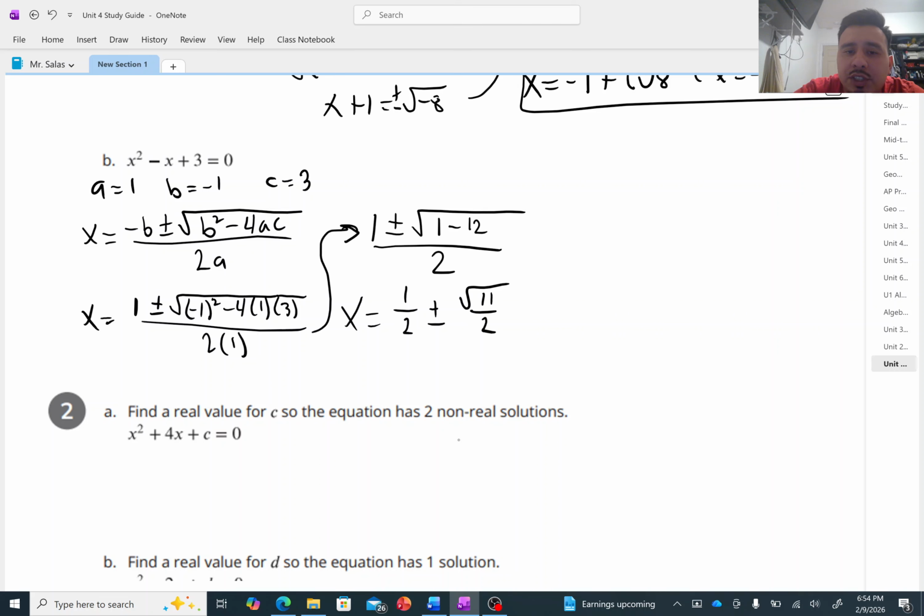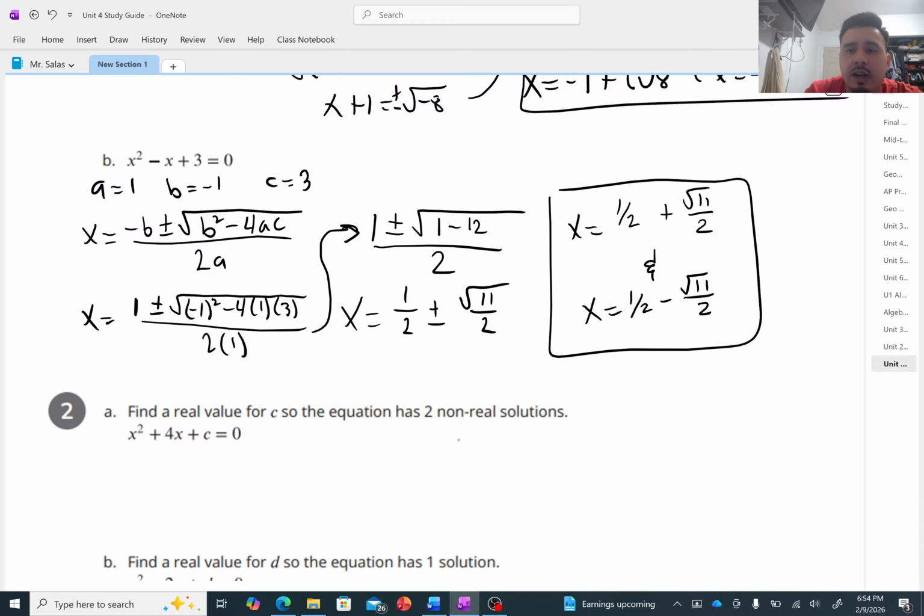Again, I do not want to see you write that plus and minus as your answer, so you're going to write it as x equals 1/2 plus square root of 11 over 2, and x is equal to 1/2 minus square root of 11 over 2. Okay? And that is your final answer.